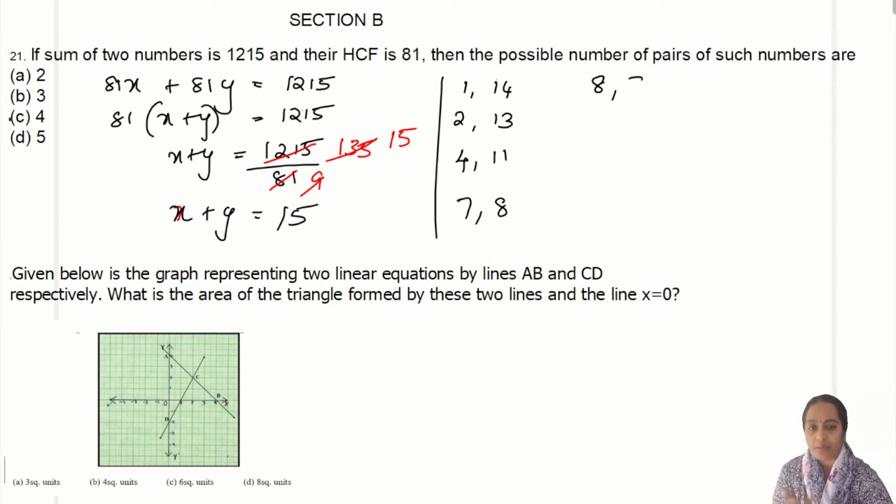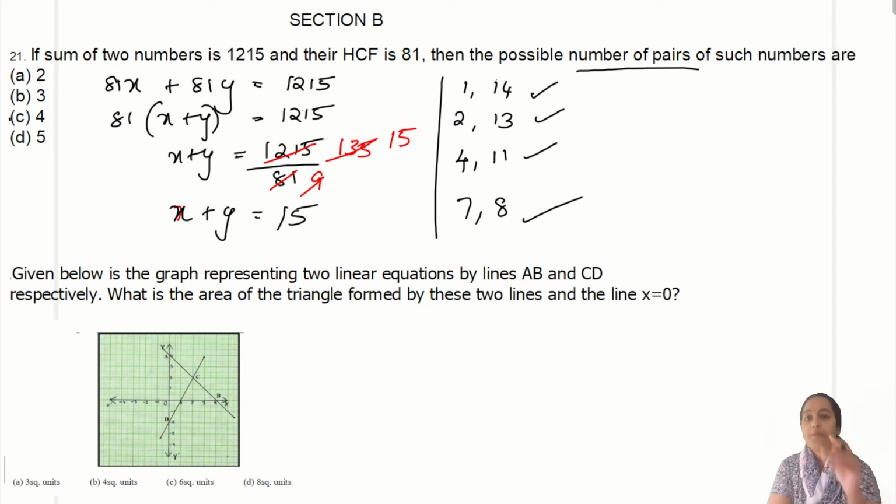Suppose x is 8, y is going to be 7. So again the reverse will happen. When you continue with x equal to 8, 9 and 10, it goes the reverse. So it's the same pairs you will be getting again. So we'll stop here. So how many possible pairs are asked in the question? So we have 1, 2, 3, 4. 4 pairs. So option C is the correct answer.